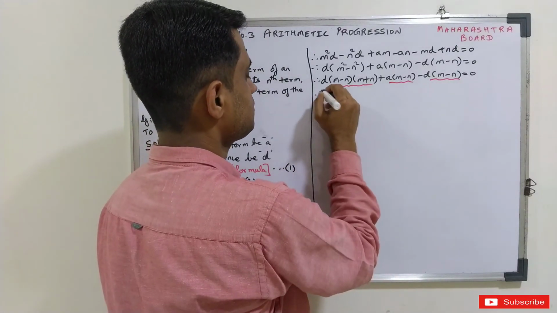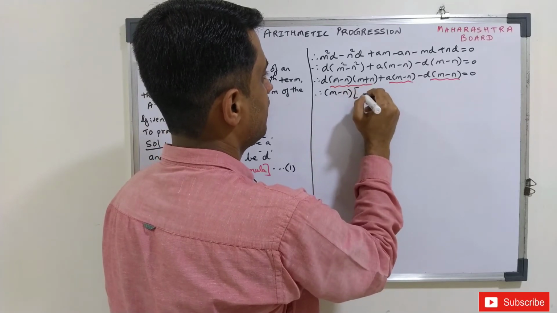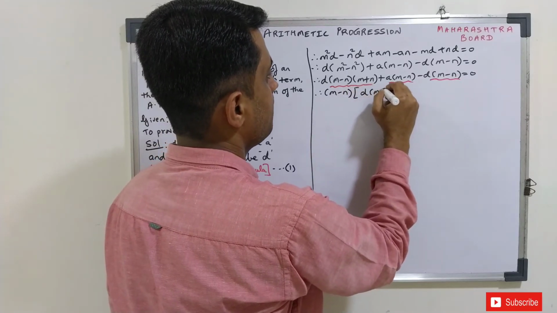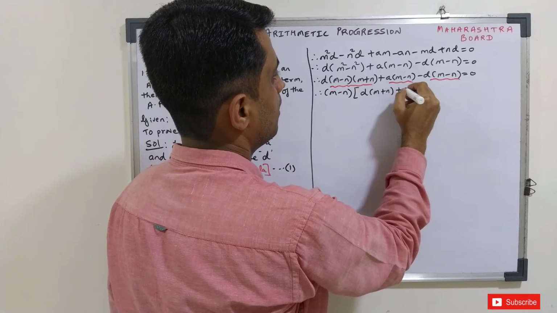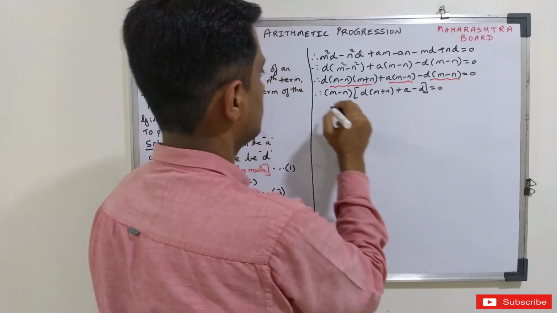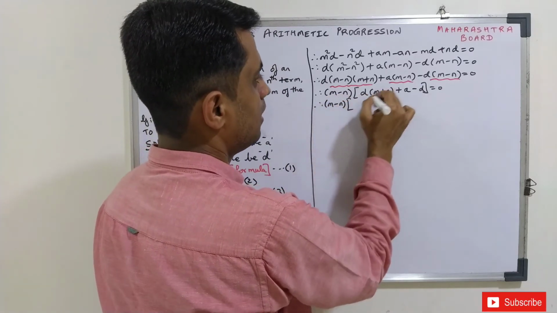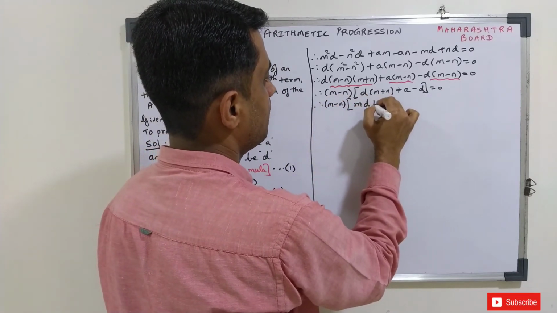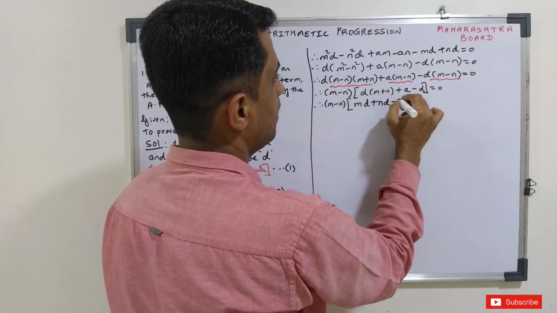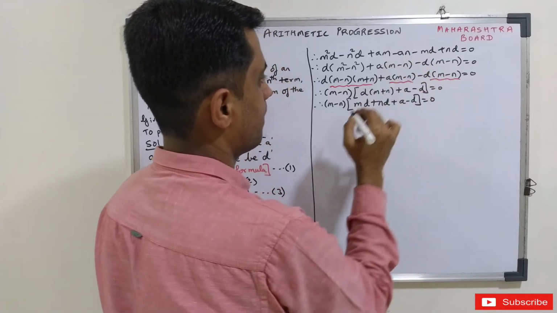So M minus N common. So what will you get? M plus N plus A minus D equal to 0. So you get M minus N here. Here what you get? M plus N plus A minus D is equal to 0.